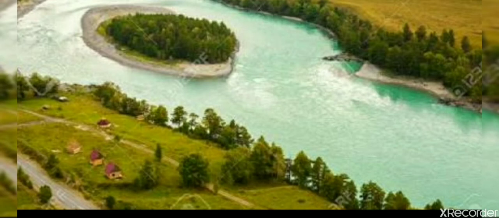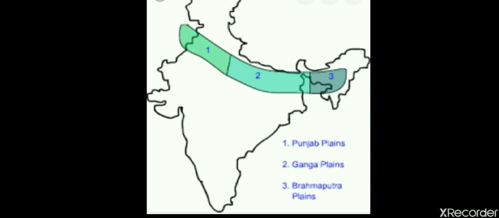Now we are going to discuss the next topic of the northern plains. You should know that the northern plains have been divided into three parts. So this can be understood as division of the northern plain. As you can see here, the northern plain is broadly divided into three sections: the western part, the central part and the eastern part.